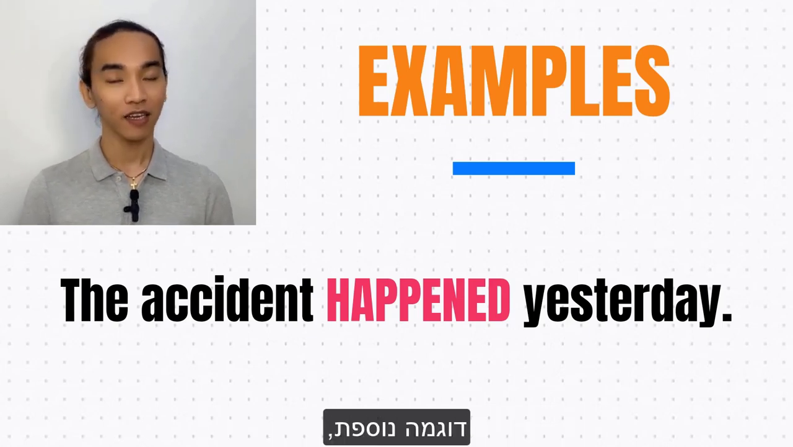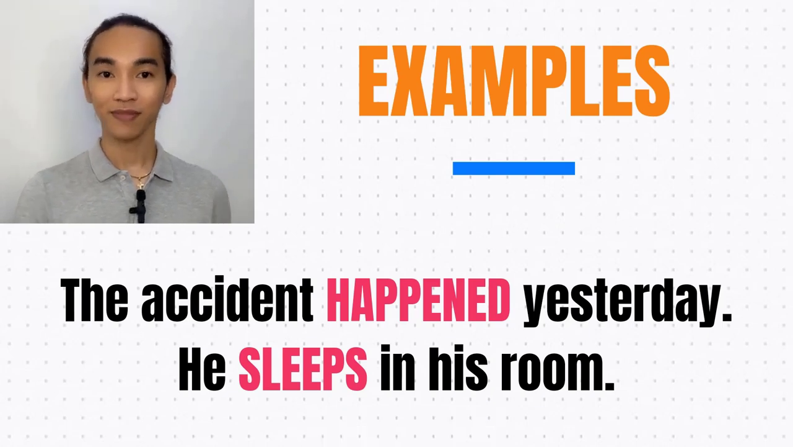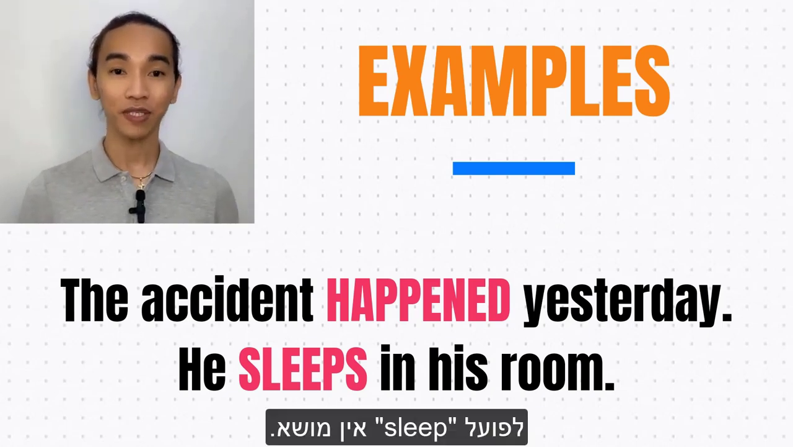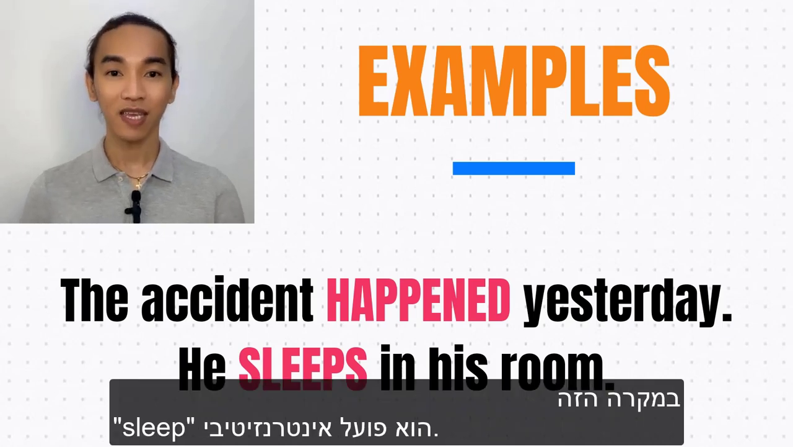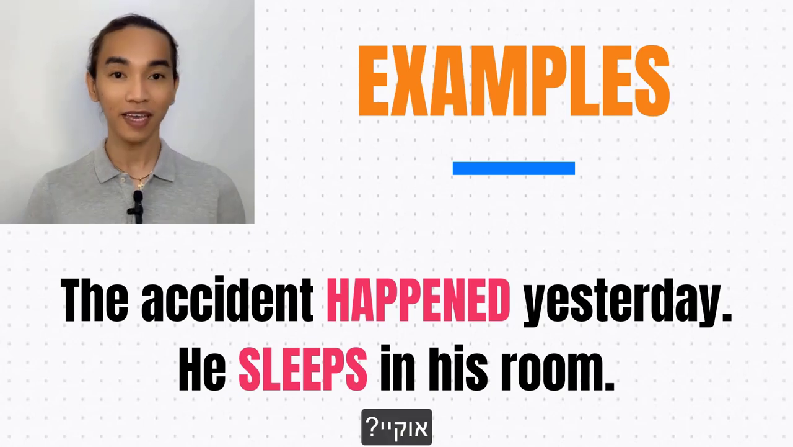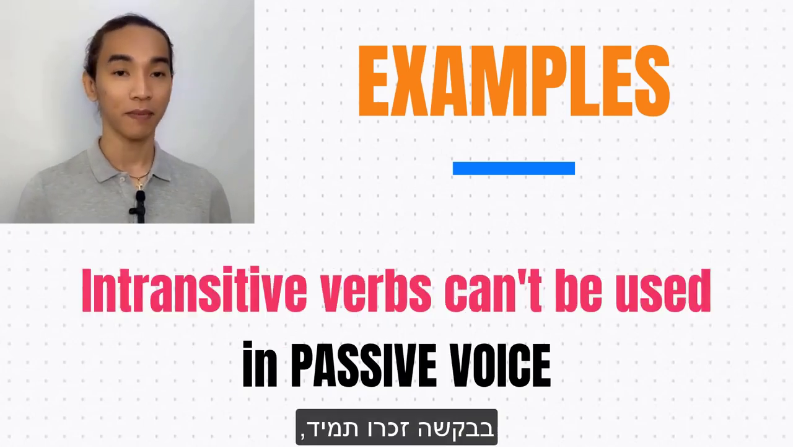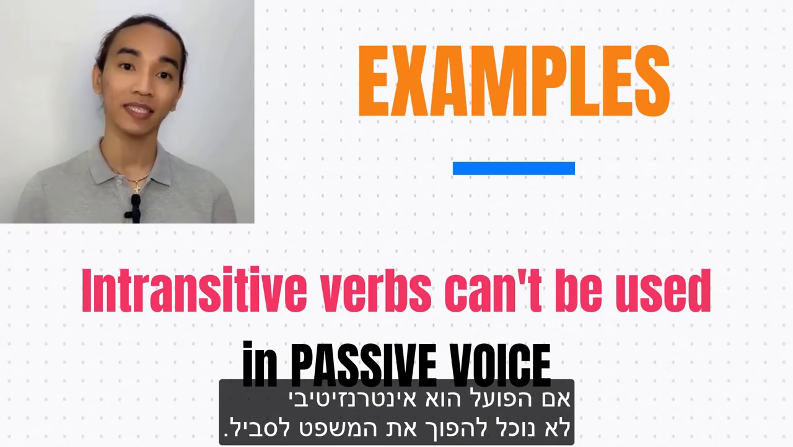Okay? Another example here is, he sleeps in his room. Your verb sleeps does not have any object, because it does not answer the question what or who. So in this case, sleep is an intransitive verb. Okay? Now please always remember, if your verb is intransitive, we cannot make it passive voice.